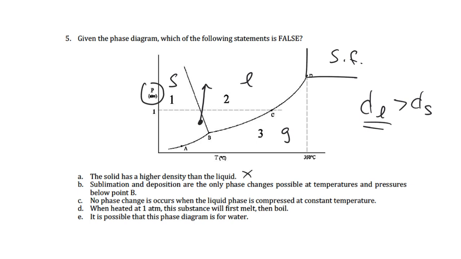Now let's go through the others and make sure that they're true. B says sublimation and deposition, which is solid to gas. So the solid to gas transition is the only phase change possible at temperatures and pressures below point B. That's point B, which is the triple point.